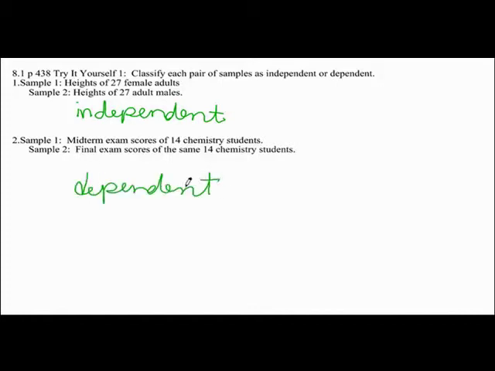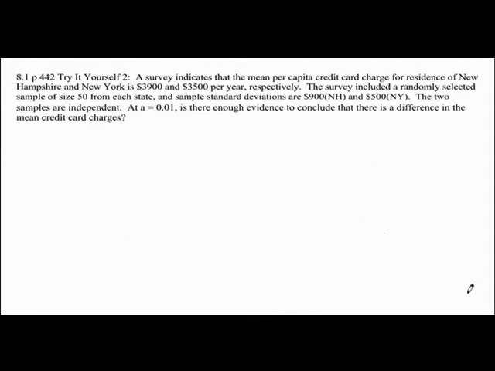And so you're going to need to be able to do that when deciding whether they're independent or dependent, and that'll tell you which test you're going to be using. Try it yourself too.